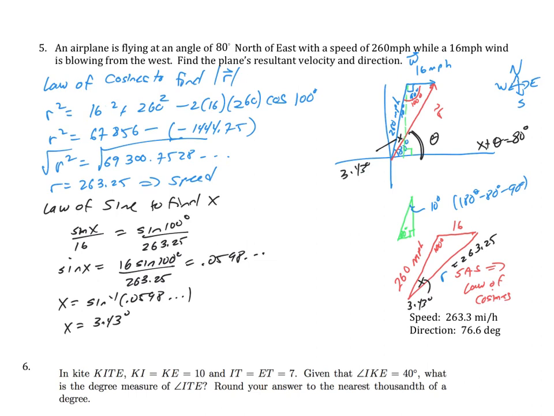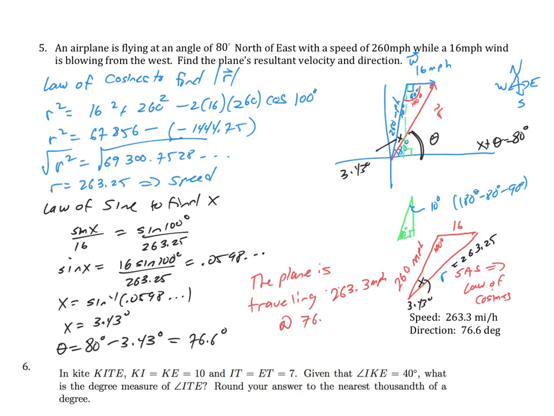So the resultant angle for our plane's velocity, we'll call it theta, is going to be 80 degrees minus 3.43 degrees, which is 76.6 degrees. To summarize, we can write that the plane is traveling 263.3 miles per hour at 76.6 degrees.